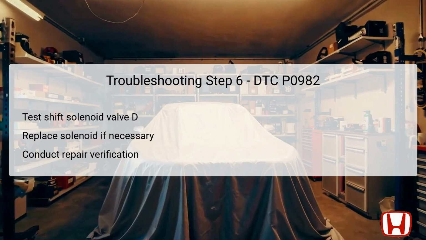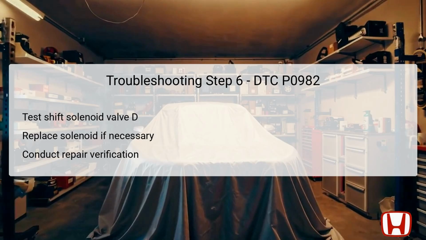The sixth and final troubleshooting step requires testing the Shift Solenoid Valve D directly to confirm its operability. Technicians should conduct specific tests to ensure that the solenoid can engage and disengage as needed. Should the solenoid be operational and function as expected, the next action would be to replace the Shift Solenoid wire harness, as it may have undetected faults affecting performance.